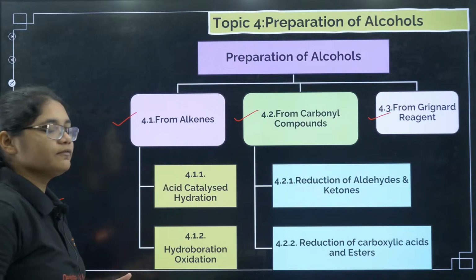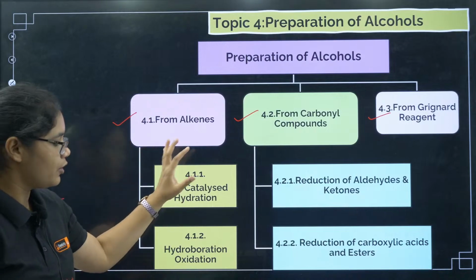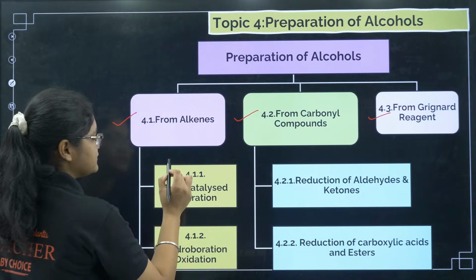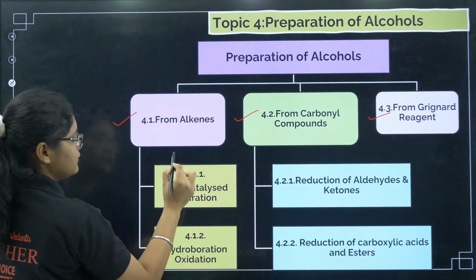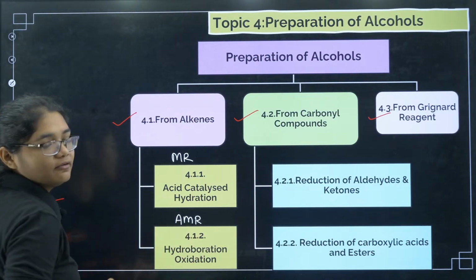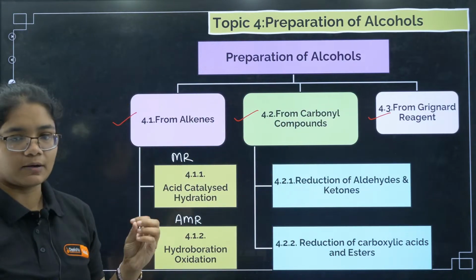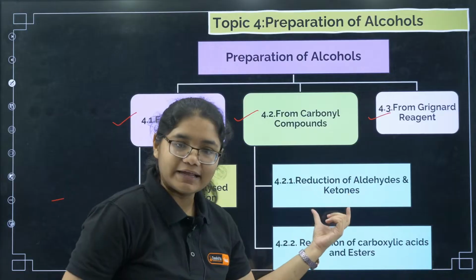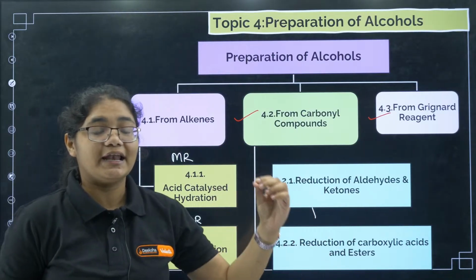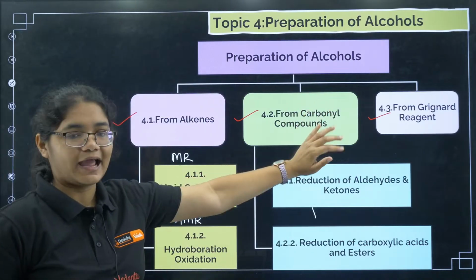Now from alkenes, how can we prepare them? Addition of water using acid will give you alcohols, and hydroboration oxidation. The acid catalyzed one will give you Markovnikov addition, and hydroboration will give you anti-Markovnikov addition. Next, from carbonyl compounds, reductions of aldehydes and ketones and reductions of acids and esters. You remember LiAlH4, NaBH4; if I reduce these compounds, I will get alcohols.